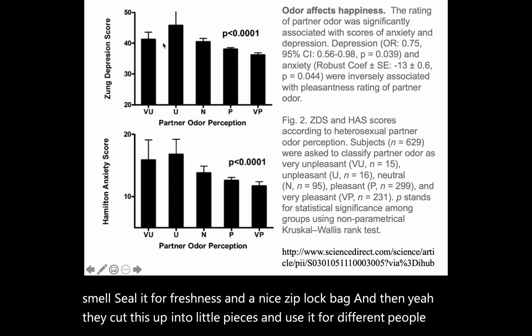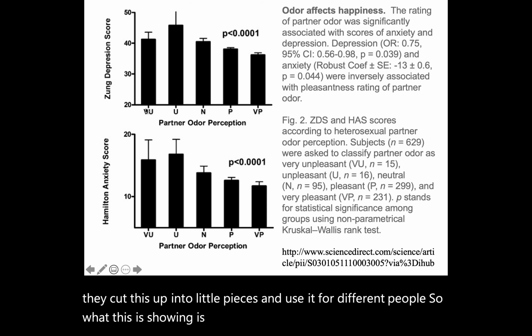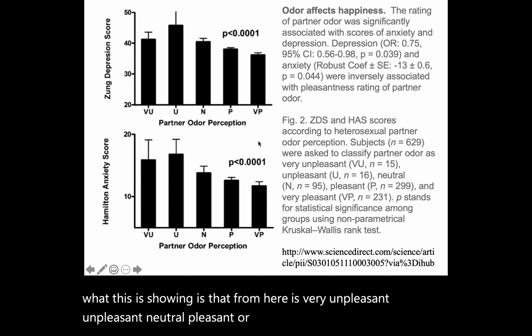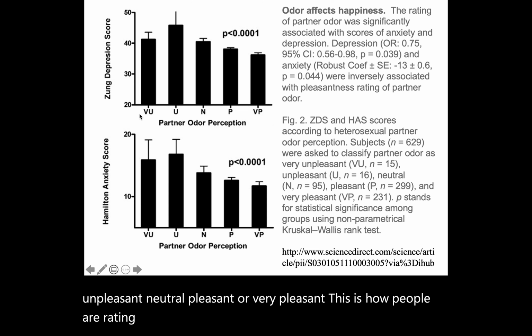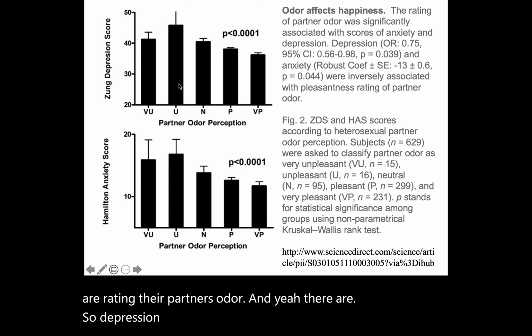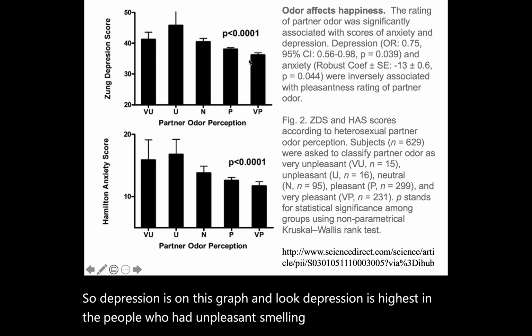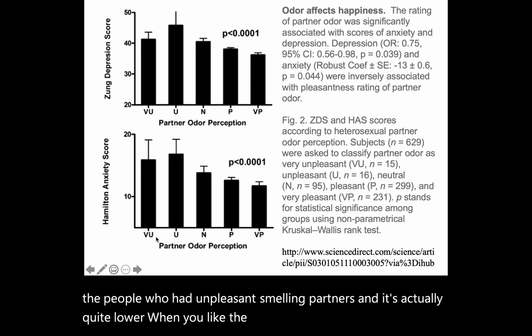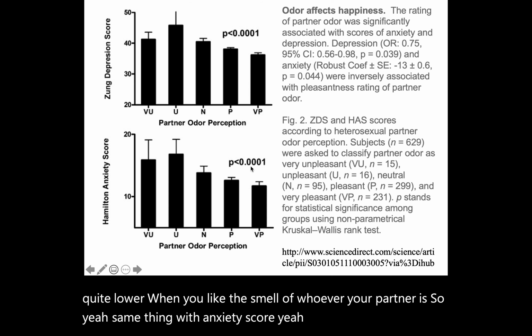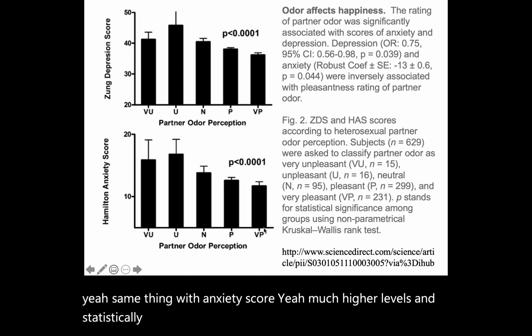So what this is showing is, from very unpleasant, neutral, pleasant, to very pleasant, how people are rating their partner's odor. Depression is on this graph, and look, depression is highest in the people who had unpleasant smelling partners, and is actually quite lower when you like the smell of whoever your partner is. Same thing with the anxiety score. Much higher levels, and statistically significant, than in people who had what they considered to be pleasant smelling partners.